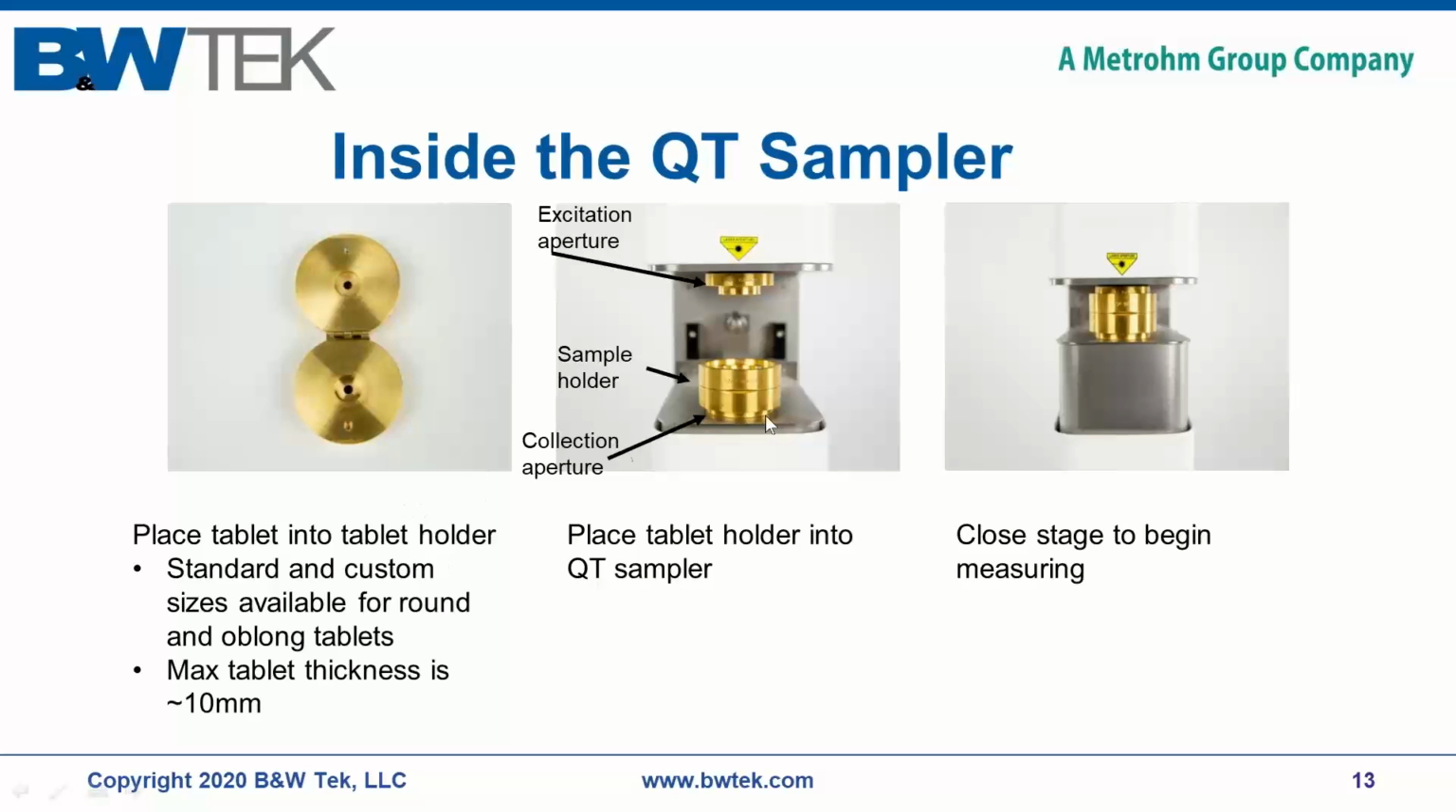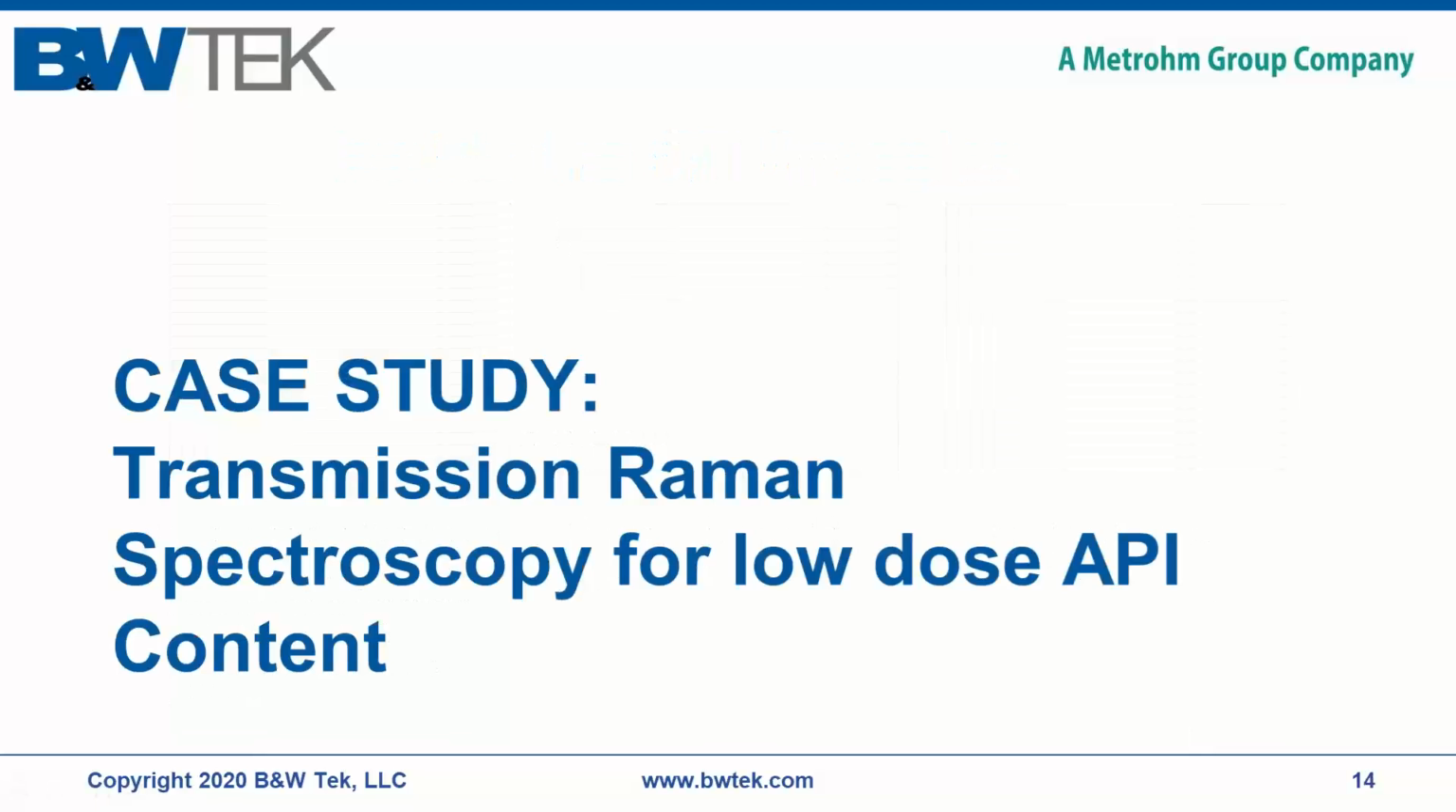This tablet holder is then placed into the QT sampler, where we have excitation and collection apertures of different sizes. The sample holder is placed on top. The apertures also are of different sizes, so that if you have a larger sample, you are measuring over a larger size to get the best representative sampling. With the sample in place, the stage is then closed to begin the measurement of the transmission Raman.